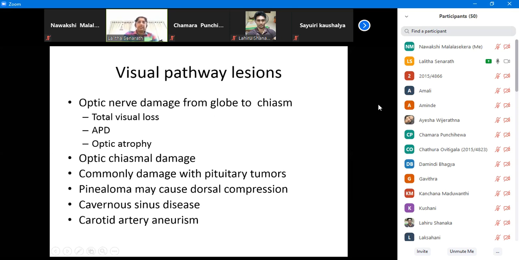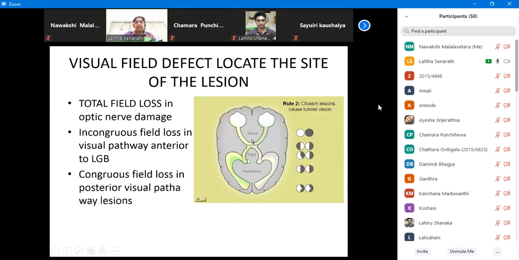With visual pathway lesions, optic nerve damage from globe to chiasm causes total visual loss, afferent pupillary defects, and optic atrophy. Optic chiasmal damage does not cause pupillary signs, and the chiasm is commonly damaged by pituitary tumors and pinealomas, and may be affected by dorsal compression, cavernous sinus disease, and carotid artery aneurysm. Therefore, any lesions which traverse the visual pathway end up with visual field defects. Looking at the type of visual field defect, you can tell where the lesion is.